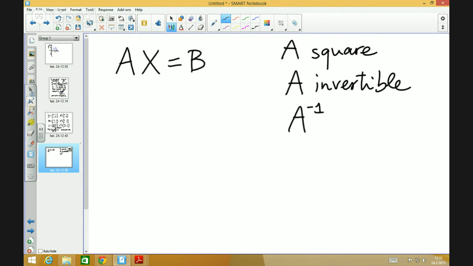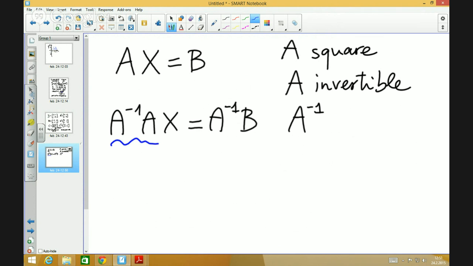So how do we use it? Well, we can multiply both sides of this equation by A minus 1. So we get A minus 1 times A times X equal to A minus 1 times B. But hey, what is this? That's the identity, so that's I. I times X is equal to A minus 1 B. But what is I times X? It's just X.